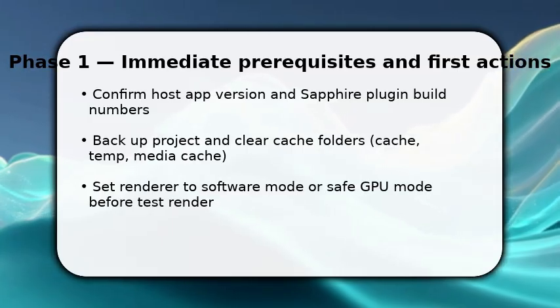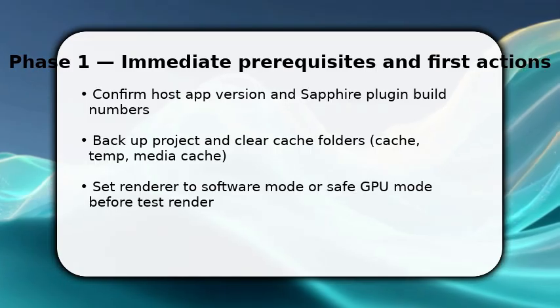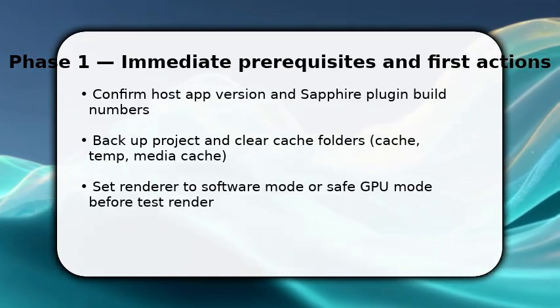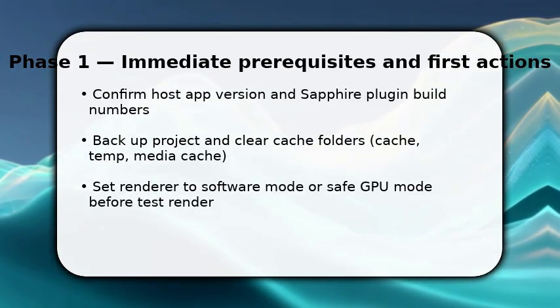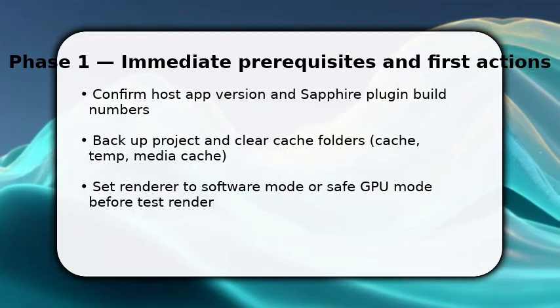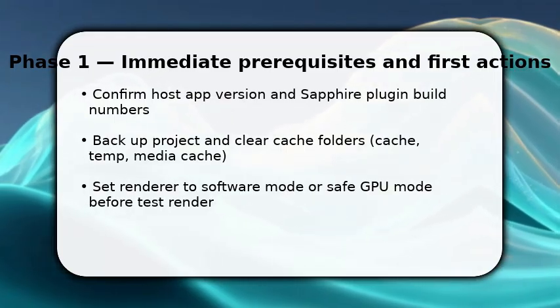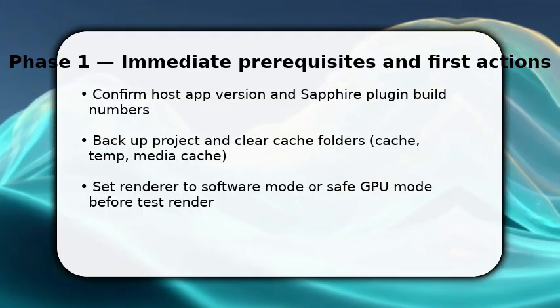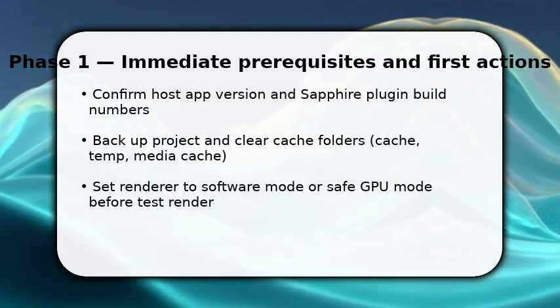You start by confirming the host application version and the exact Sapphire plugin build. Mismatches cause crashes. Once done, back up your project and clear cache and temp folders to remove corrupted frames. Next, switch the renderer to software or safe GPU mode. This isolates GPU driver faults.